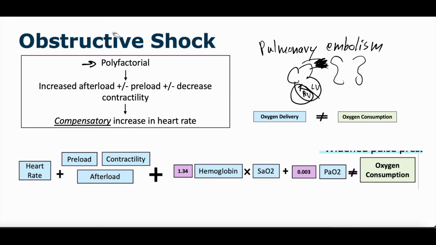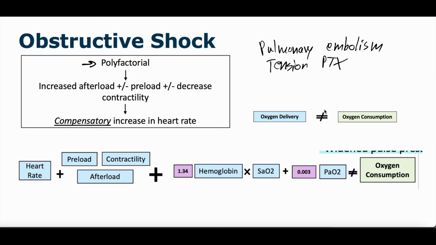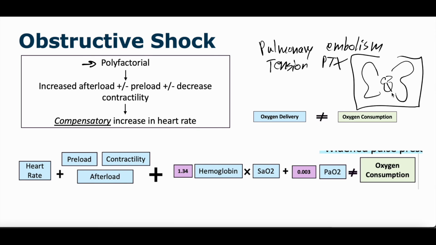Another one here is going to be tension pneumothorax, or PTX, all right? So in tension pneumothorax, you have 2 lungs, right? And then you have a heart that sits here, and this is all encased in the thoracic cavity. Tension pneumothorax means you get a hole in the lung, which causes all this air to leak out into the thorax. This increases the pressure out here.